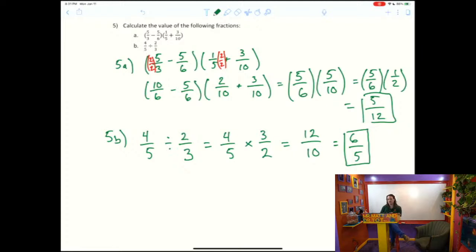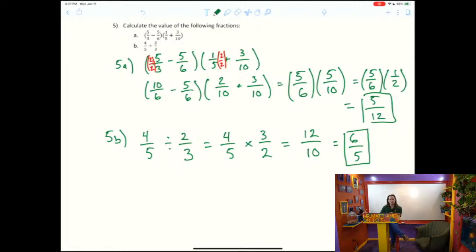For problem 5b, we had 4/5 divided by 2/3. So when we divide a fraction by a fraction, it's the same thing as multiplying by the reciprocal. So keep the first fraction the same, keep 4/5 unchanged, but change the operation from division to multiplication. Then take the reciprocal of the second fraction. Reciprocal is a fancy, tricky word that just means flip the numerator and denominator around. So instead of 4/5 divided by 2/3, that's the same exact thing as 4/5 times 3/2.